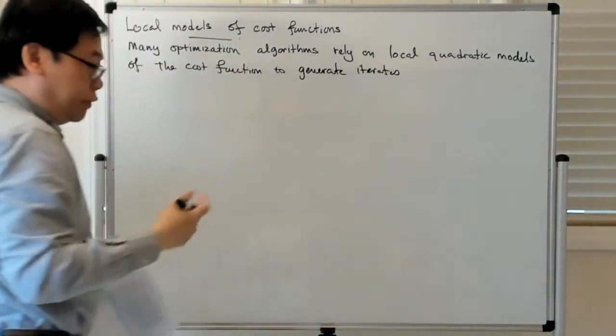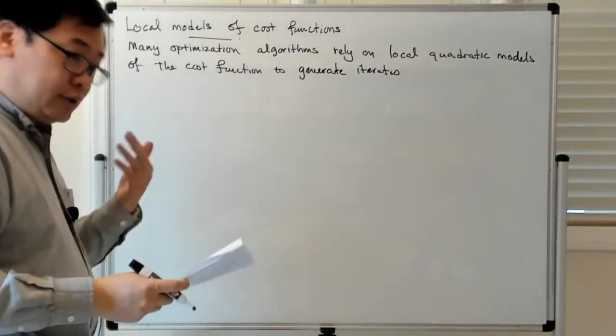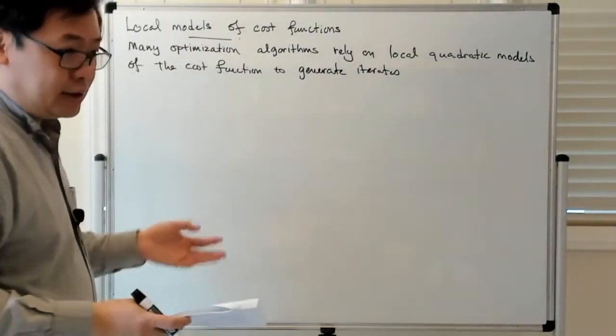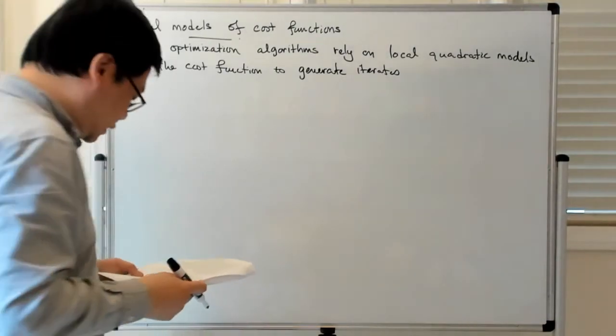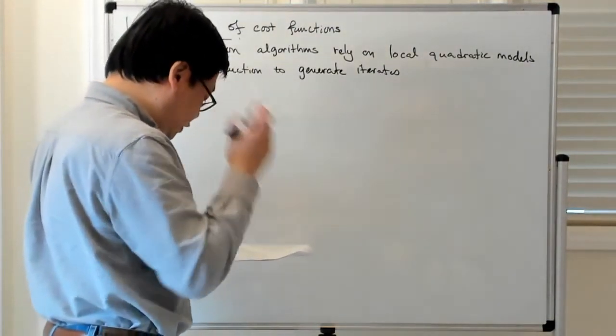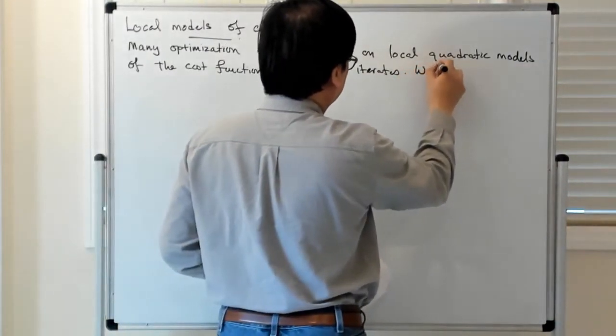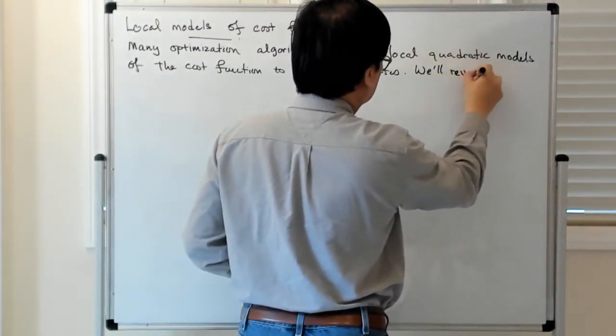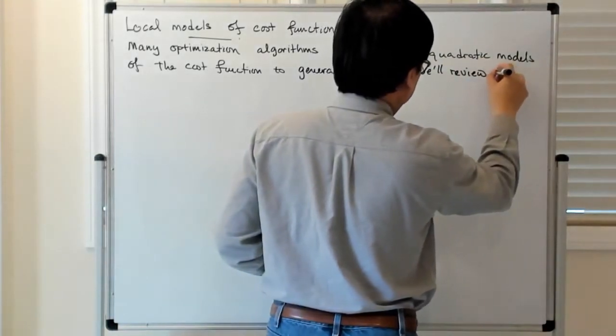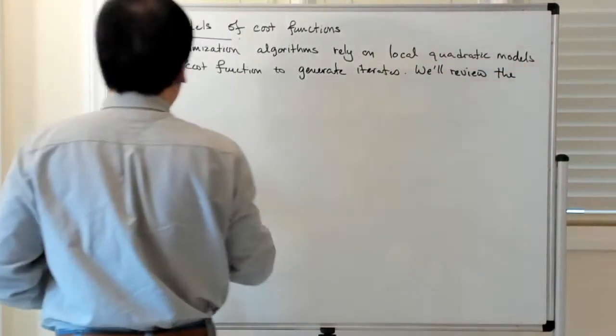Okay, and of course, as you might expect, what you do is take that local quadratic model, look at the critical point, and that becomes your next iterate, or it's related in some way to that. Okay, so we'll review the construction of such models.